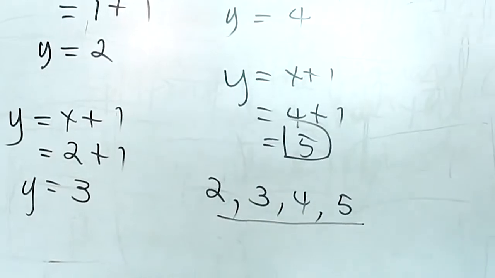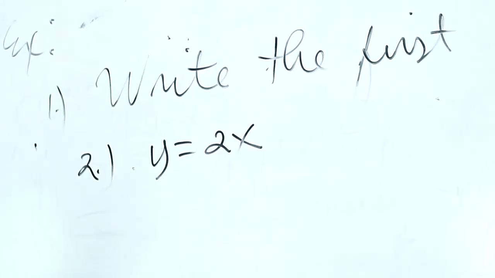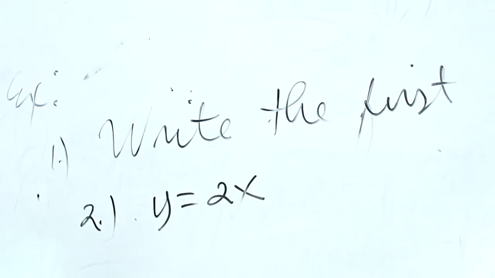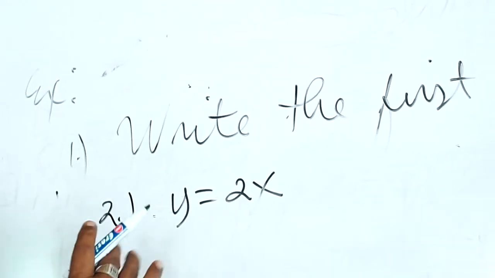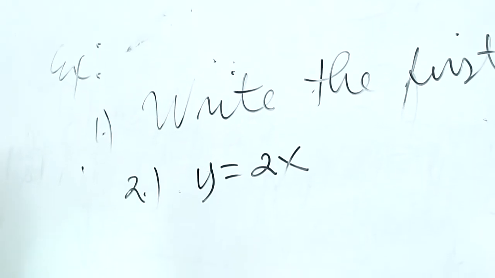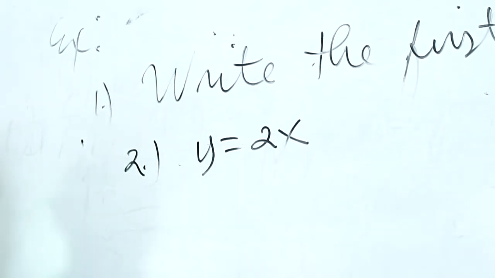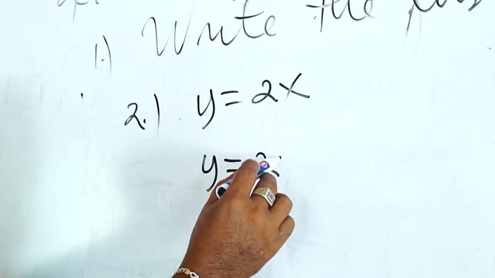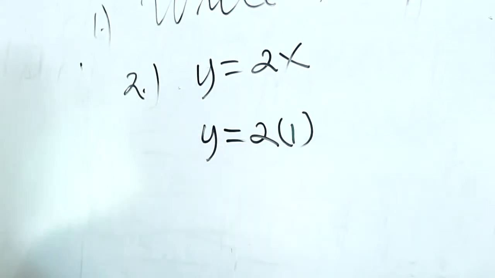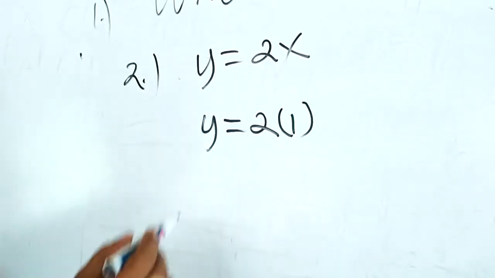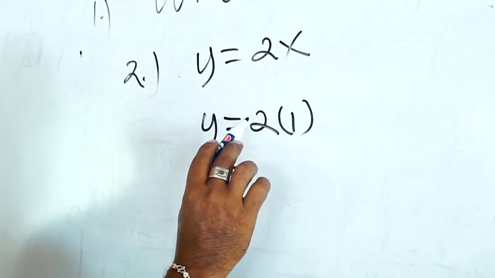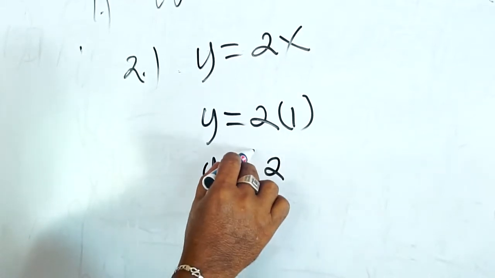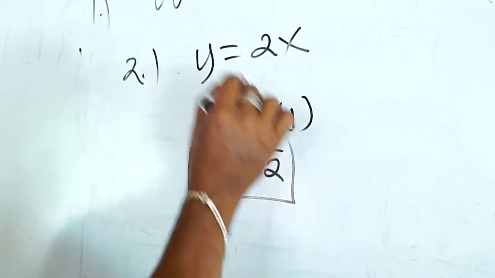For example number 2, the same instruction. Now write the first 4 terms of the sequence y equals 2x. Still just use the counting numbers from 1 up to 4. Y is equal to 2 multiplied by 1, where 1 is the first counting number. So we have 1 times 2, which is 2. So 2 is the first term.